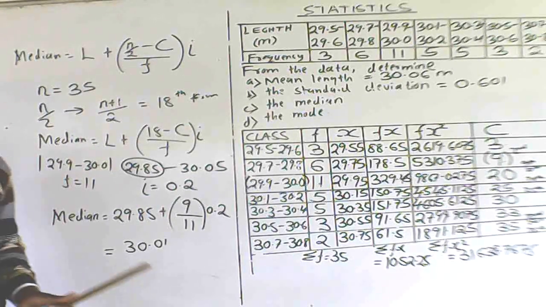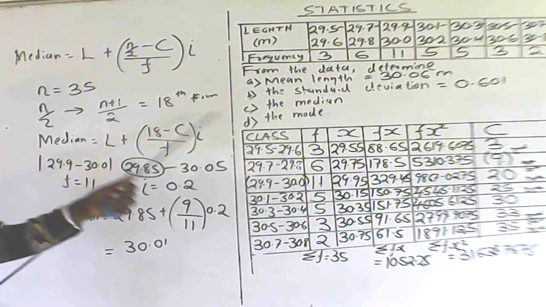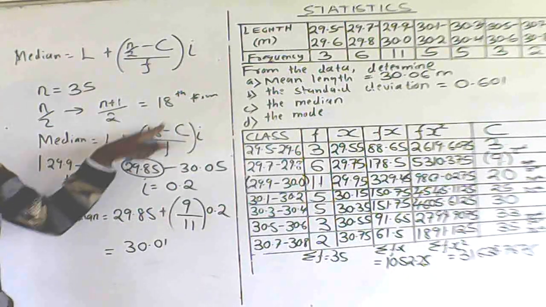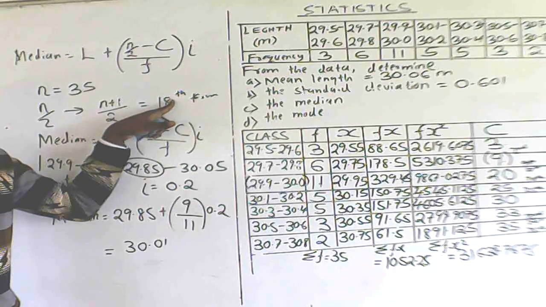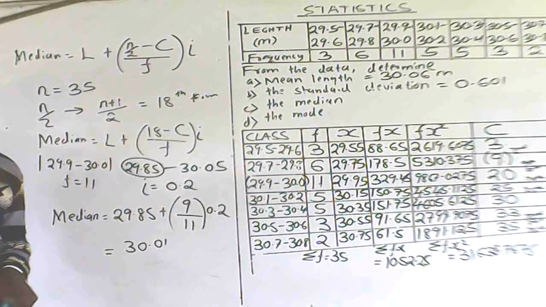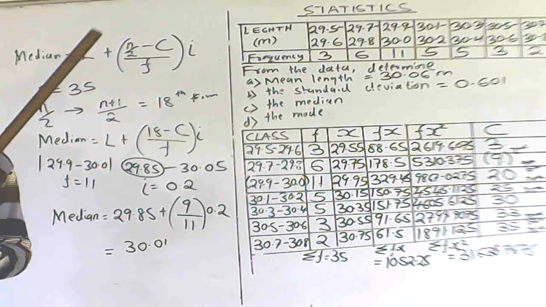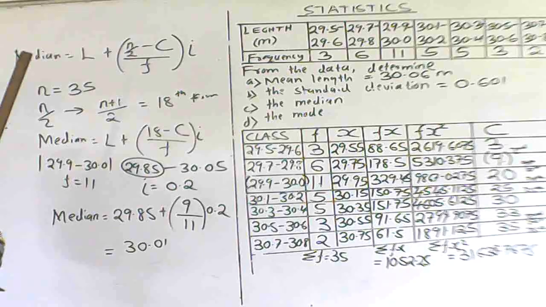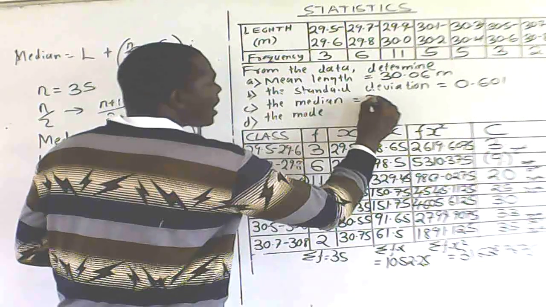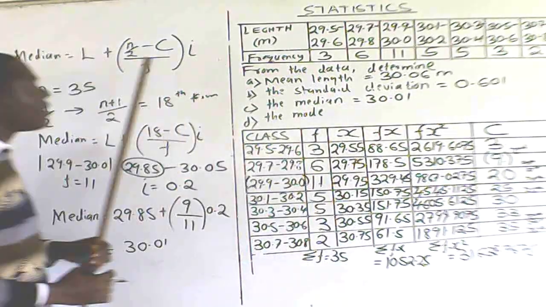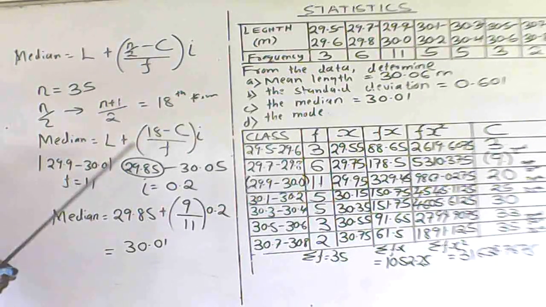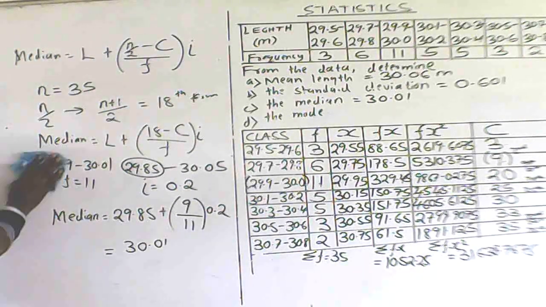So you see now how to find the median. You can identify the median class by looking at the position of C, or you can identify it by getting C first. Then the median class is below C, which is the cumulative frequency of the class above the median class. Are we together? Now we've determined the median to be 30.01. We now want the mode, okay? How do we determine the mode?